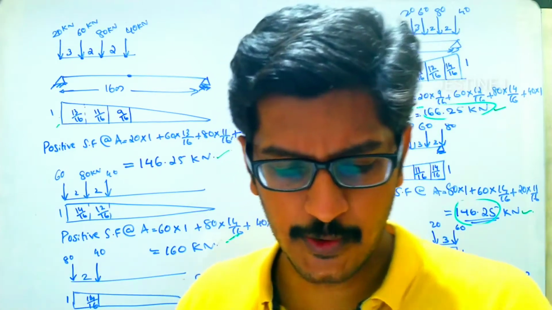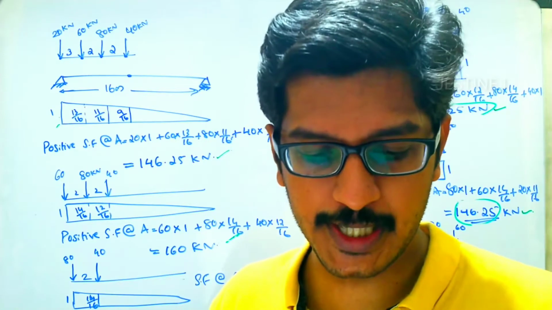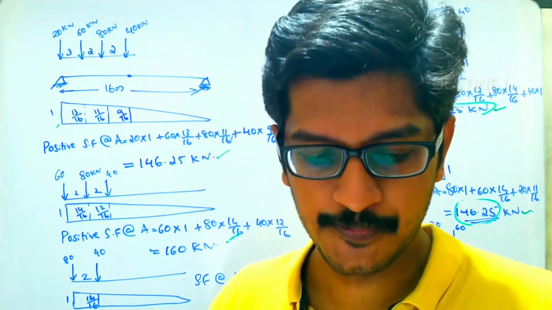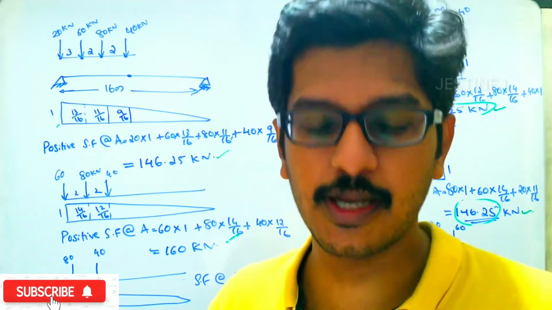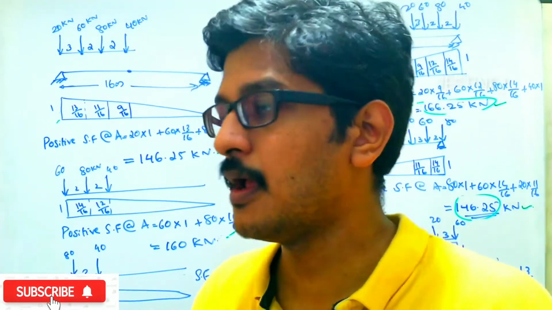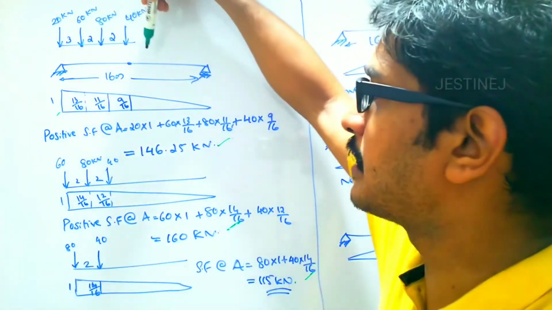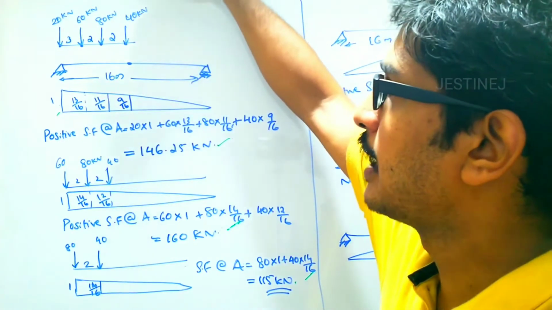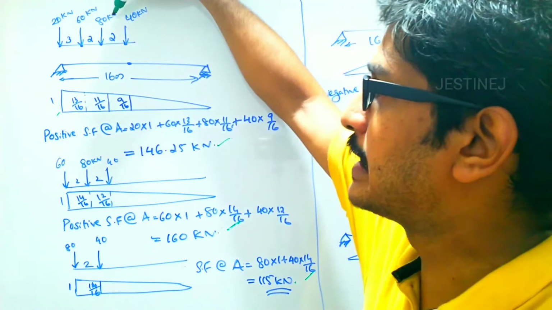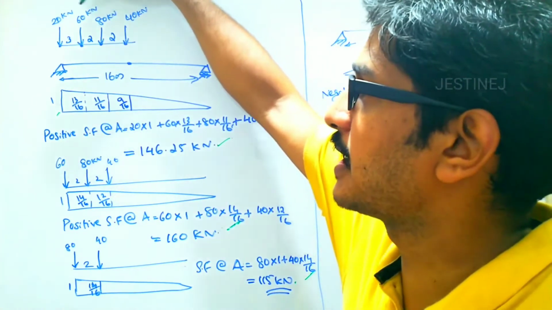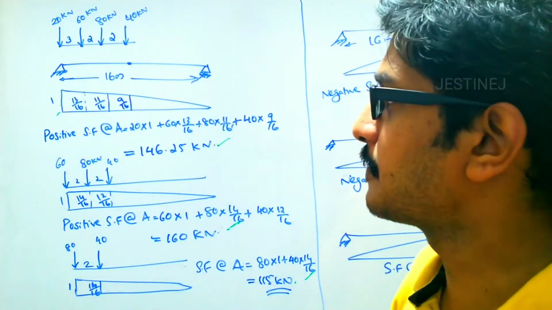A train of constant loads, as shown in the figure, moves from left to right on a simply supported girder of span 16 meters. Determine the absolute maximum shear force and the bending moment developed in the beam. In the given question, a simply supported beam with a 16 meter span is given, and a series of loads: 40 kilonewton is leading, and behind it 80 kilonewton, then 60 kilonewton and 20 kilonewton, and the distance between each load is also given.